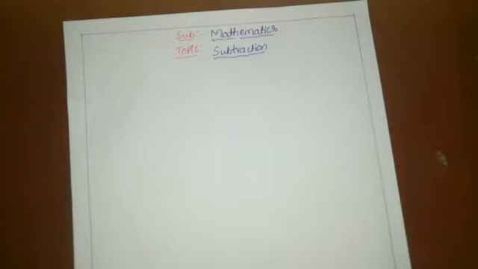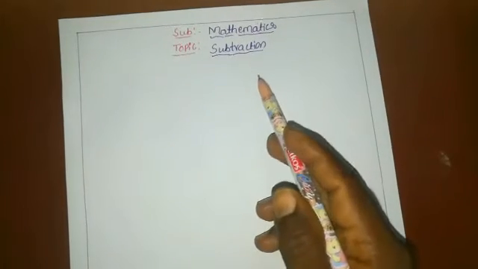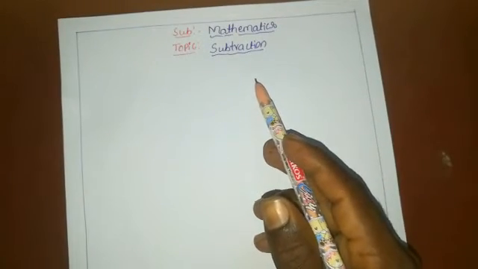Good morning students. In the previous class we learnt about addition, how to add large numbers, which means 5 digit numbers and 6 digit numbers. In this class I start a new chapter, that is subtraction. This is your third chapter.